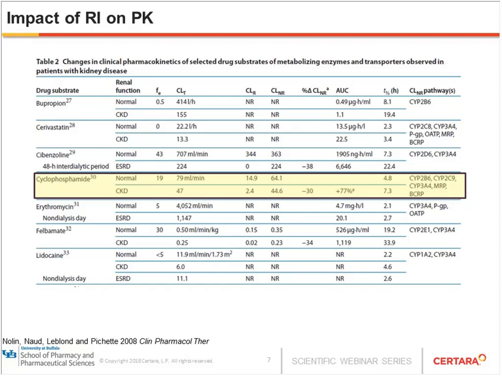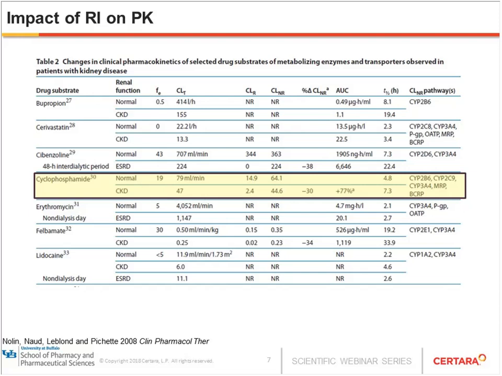And what contributes to this change in total clearance is a change in renal clearance. And we see that for normal compared to CKD patients, there's a pretty drastic reduction here in renal clearance. And you might expect this due to the decrease in GFR, which contributes to renal clearance. But there's also changes in non-renal clearance. And the non-renal clearance decreases from about 64 milliliters per minute to about 45 milliliters per minute.